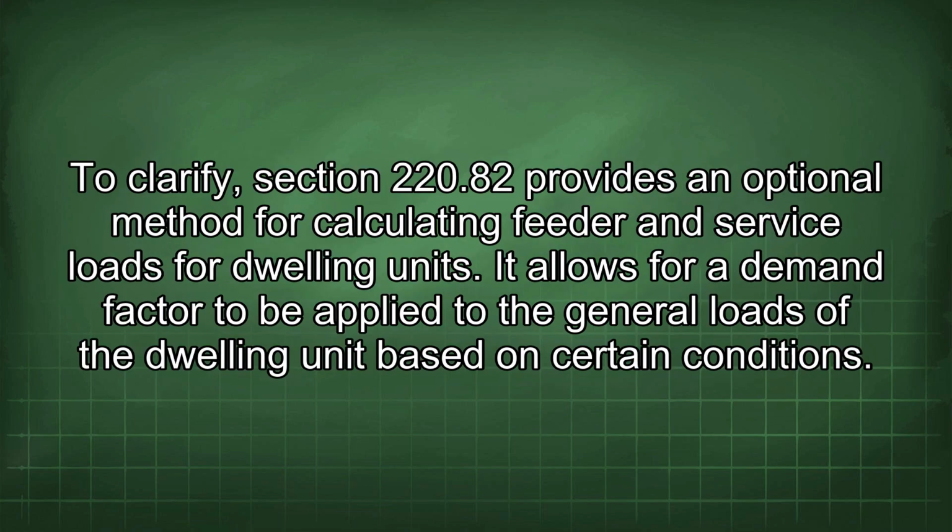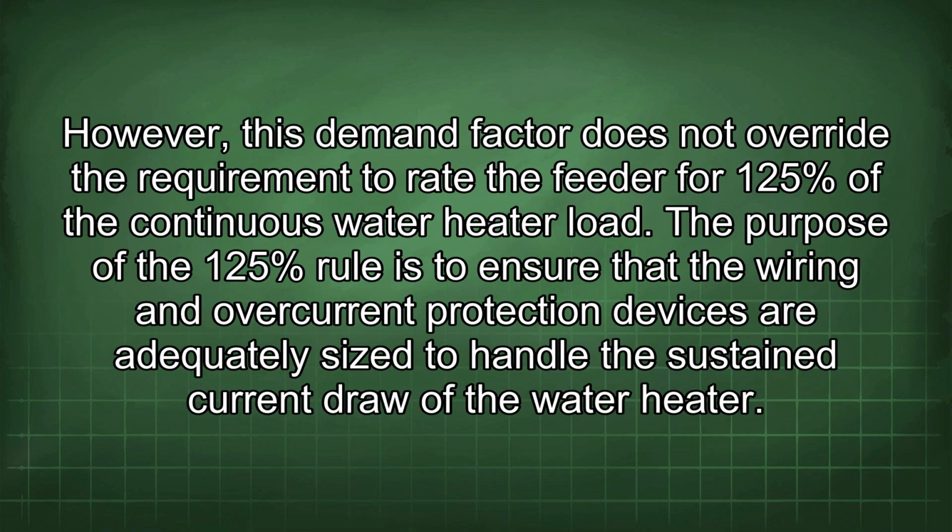To clarify, section 220.82 provides an optional method for calculating feeder and service loads for dwelling units. It allows for a demand factor to be applied to the general loads of the dwelling unit based on certain conditions. However, this demand factor does not override the requirement to rate the feeder for 125% of the continuous water heater load. The purpose of the 125% rule is to ensure that the wiring and overcurrent protection devices are adequately sized to handle the sustained current draw of the water heater.